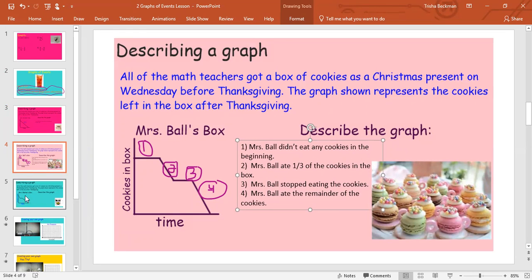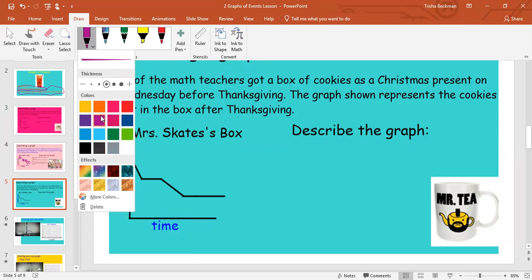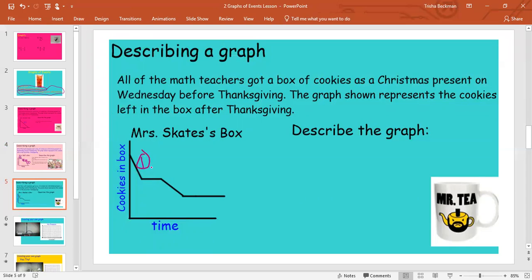All right, let's head to the last math teacher here, Mrs. Skates. Her graph is a lot more complicated than my graph as well. Let's see how many times her graph changes direction. So there's one, there's two, a third time, and a fourth time. So again, like Mrs. Ball, her graph changed 4 different times.